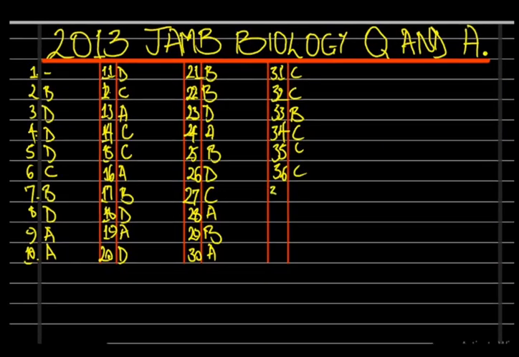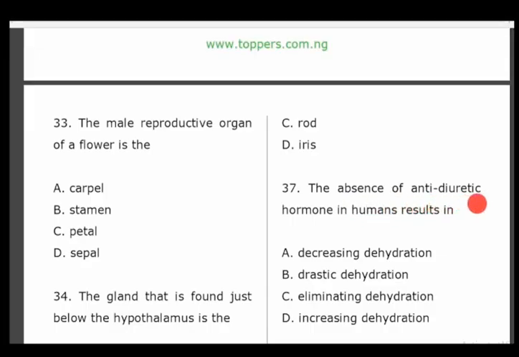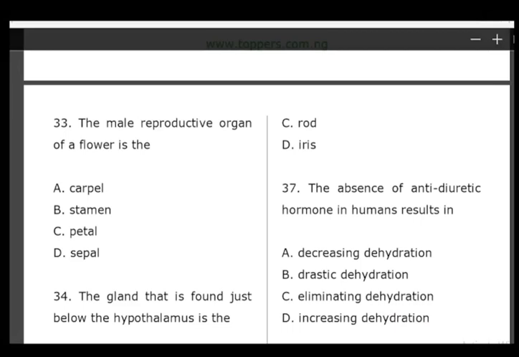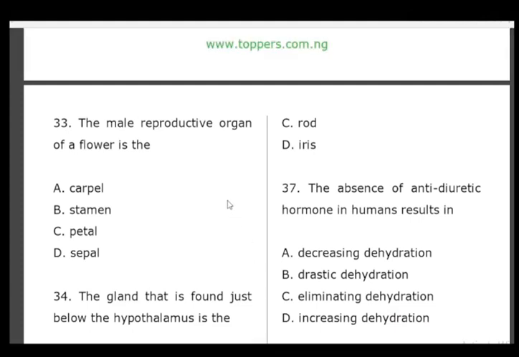Let's see what question 37 is saying. The absence of antidiuretic hormone in humans results in A. Decreasing dehydration, B. Drastic dehydration, C. Eliminating dehydration, and D. Increasing dehydration. Those are the options that we have for this particular question. Now, in order to understand this, we need to understand the function of the ADH, that is the antidiuretic hormone. Majorly, its function is controlled by the pituitary gland.